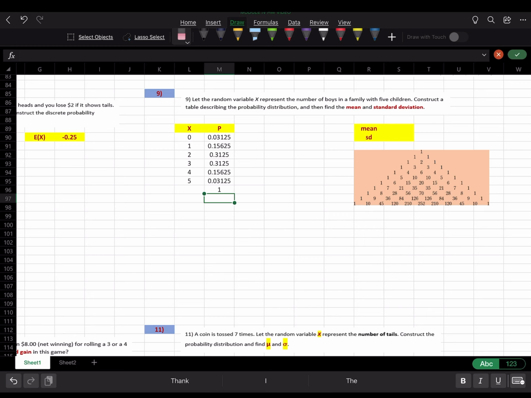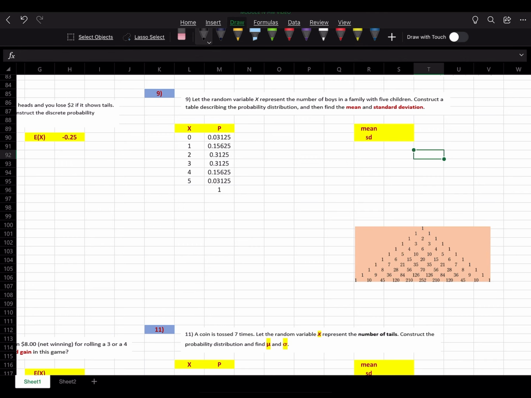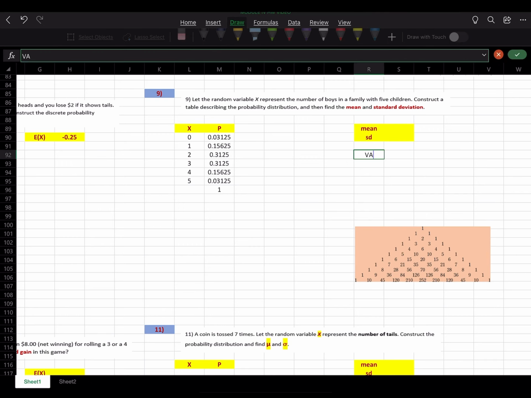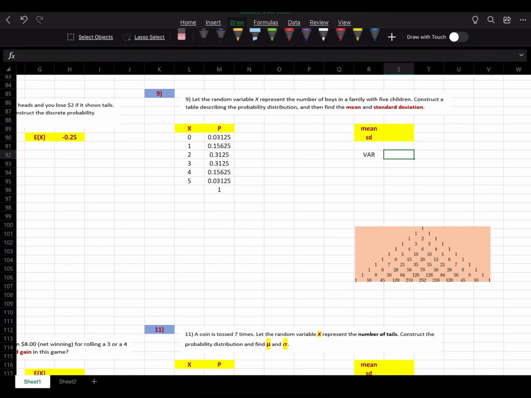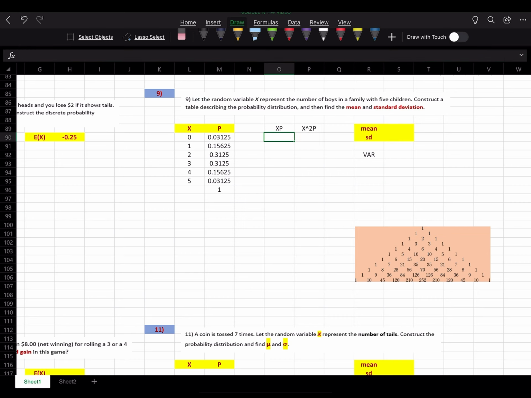Alright, so now it wants us to calculate the mean and the standard deviation again. In order to calculate the mean and the standard deviation, first you want to calculate the variance before you calculate the standard deviation. But before all of that, every time they ask you for that, you have to create those two famous columns that you need the data for: the xp's and x squared p's. By now that should be engraved in your memory.